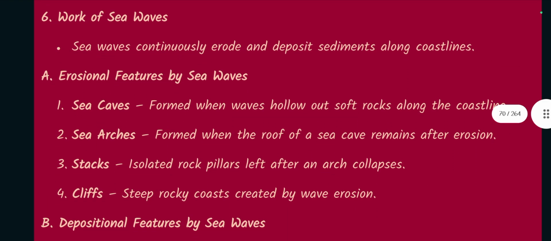Work of sea waves. Sea waves continuously erode and deposit sediments along coastlines. Erosional features by sea waves. Sea caves, formed when waves hollow out soft rocks along the coastline. Sea arches, formed when the roof of a sea cave remains after erosion. Stacks, isolated rock pillars left after an arch collapses. Cliffs, steep rocky coasts created by wave erosion.